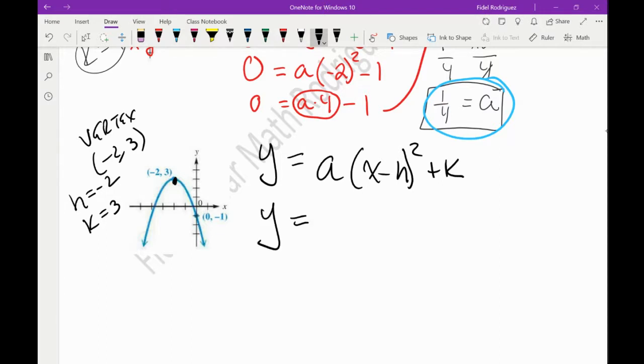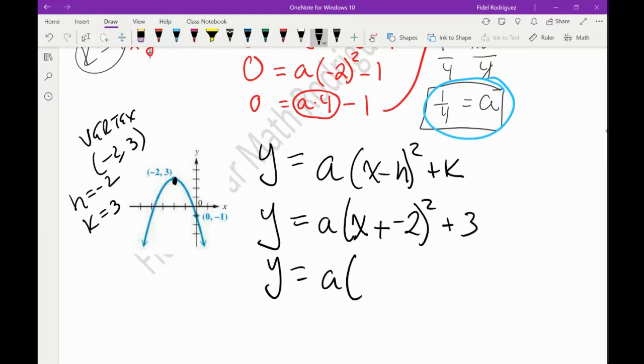So I'm going to write this out. Y equals a times (x minus -2) squared plus k, which is the number 3. And I'm just going to fix this. Remember, minus and minus all become plus. Okay. All right. Just like we did before, we've got to find the number for a.